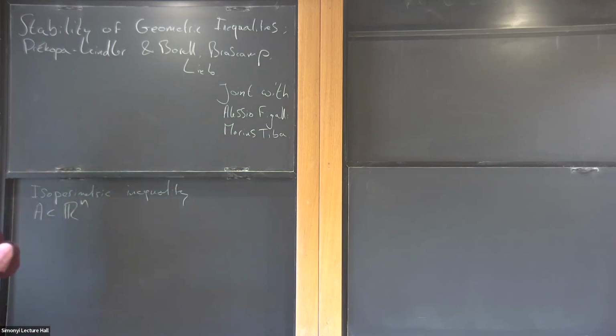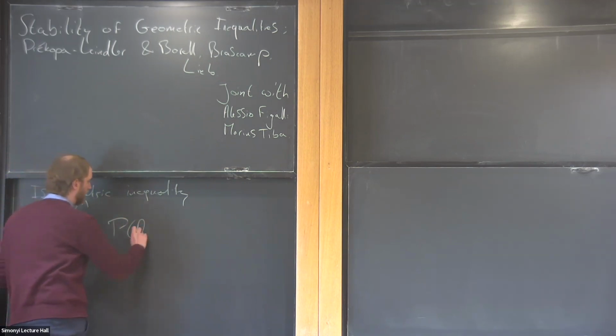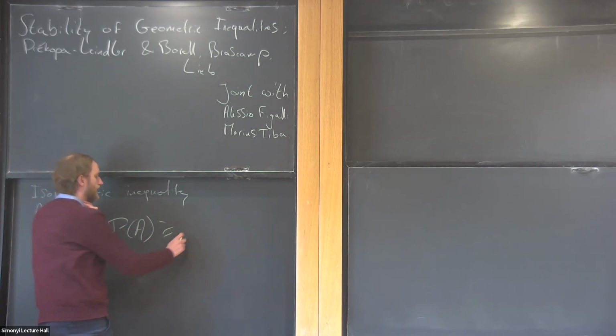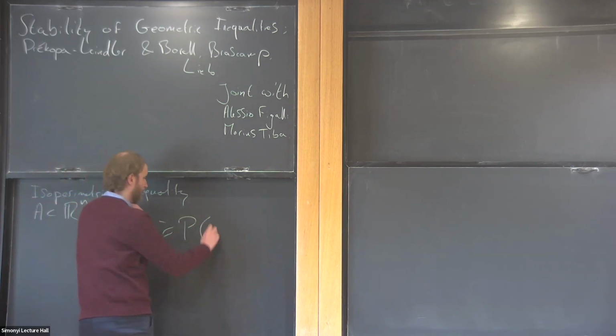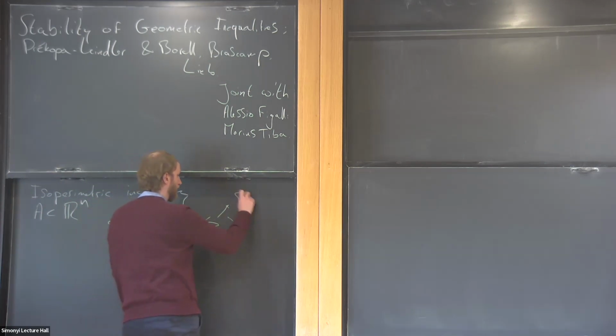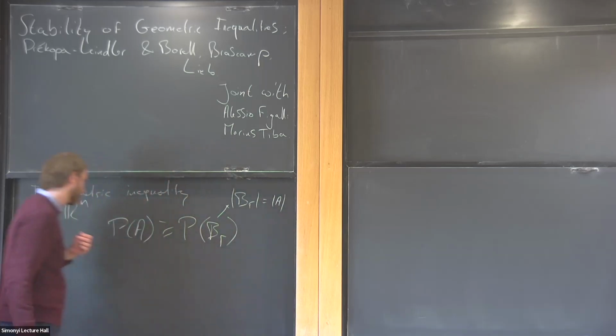In particular, it says that if I have some set in Rn, I'm going to be a little bit vague about the sets and functions I'm going to be talking about because I don't want to get too technical. But the basic concept is that if I have some set in Rn, the perimeter or the size of the boundary of that set is going to be at least that of the ball of the same volume. So this is a ball that has the same volume as it.